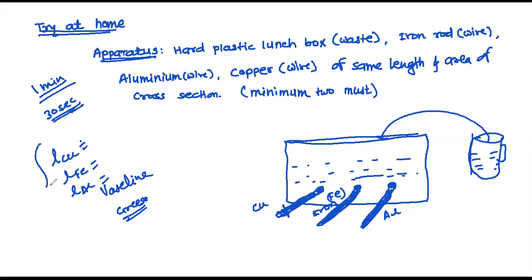What is this for? Melted wax length, not the total length. All will have the same length only. Now you find out L of copper divided by L of aluminum. Note down those values, and whatever ratio you are getting, call this equation number 1.